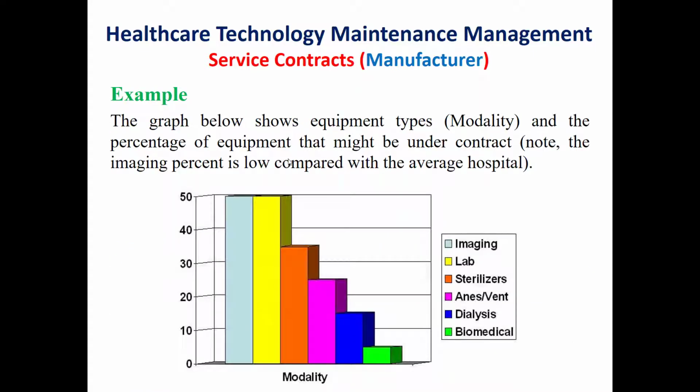Here in this slide, we can see in this chart the percentage of the equipment that is covered under the manufacturer service contract. For example, in imaging or laboratory, around 50% of the equipment could be covered under such type of agreement or service contract. And we can see also the sterilizers, anesthesia machines, ventilators, dialysis machines, and so on.